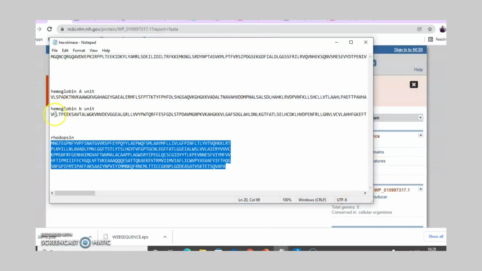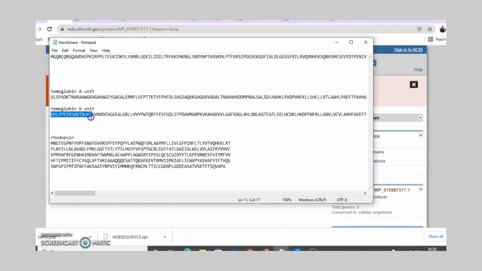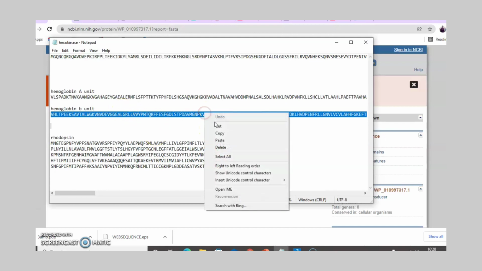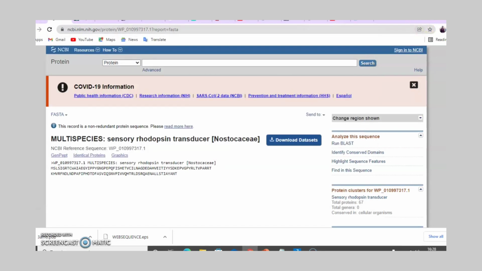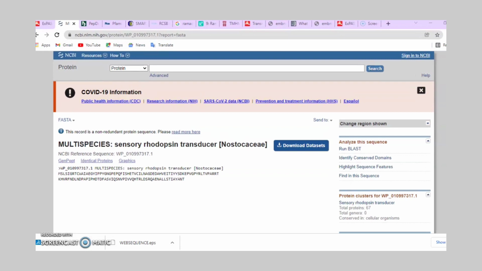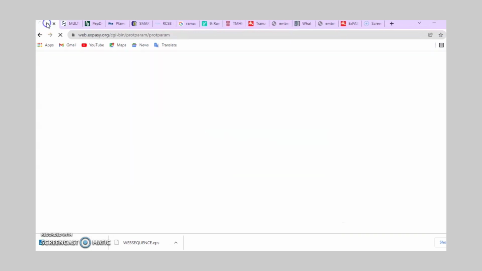I have the hemoglobin, the beta subunit of hemoglobin. So I'm going to copy it. I'm going to copy the FASTA sequence here. Like I told you, each letter denotes a particular amino acid. So I'll copy this, then I'll go back to my ProtParam. So you can see very well, this is my ProtParam.